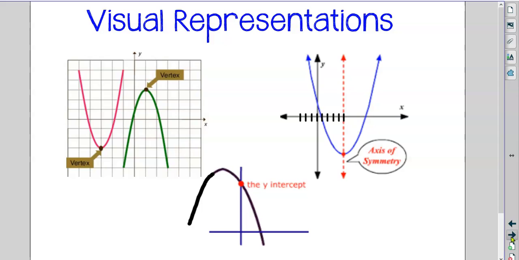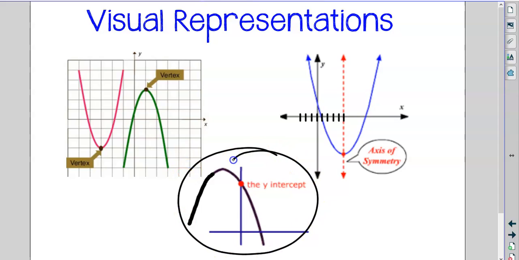Here are some visual representations of the three vocabulary words we'll be focusing on today. The vertex point, which is the turning point of a parabola, can either be a low point or a high point. The difference between them, even though they're both called vertex, is that one is referenced as a minimum value and one is referenced as a maximum value. So you either have a minimum or a maximum.